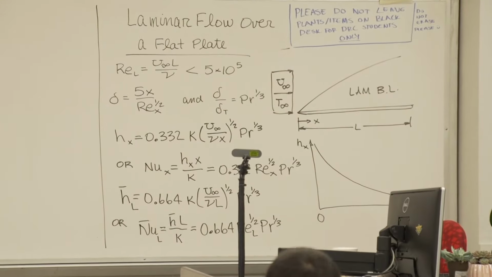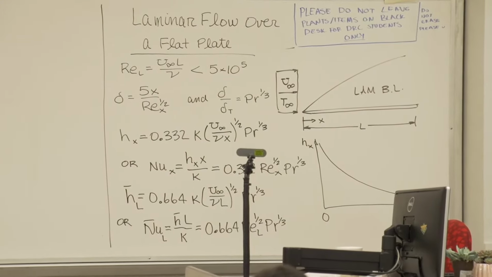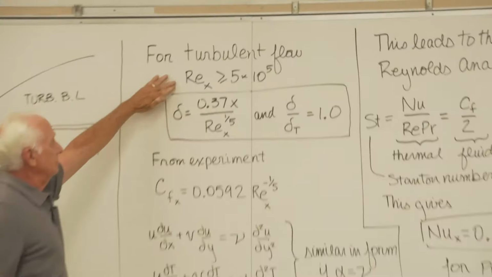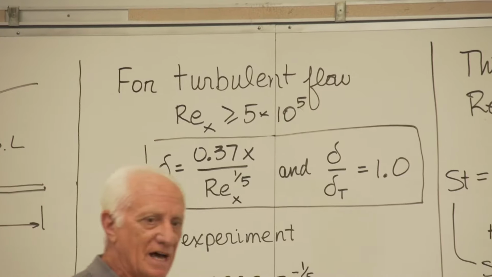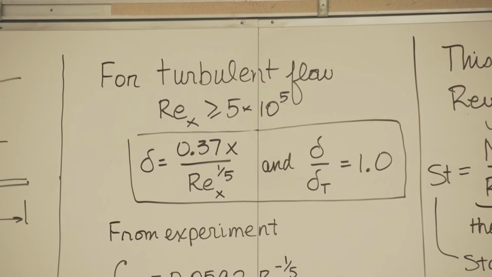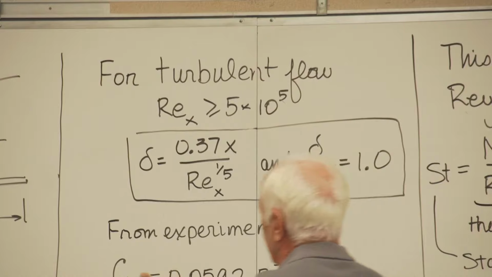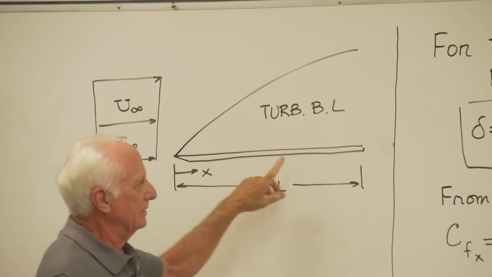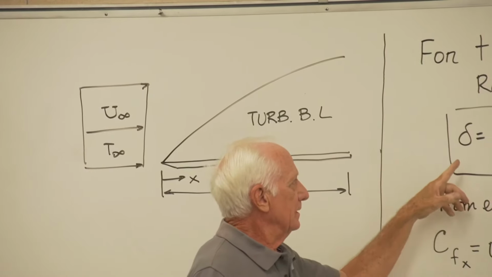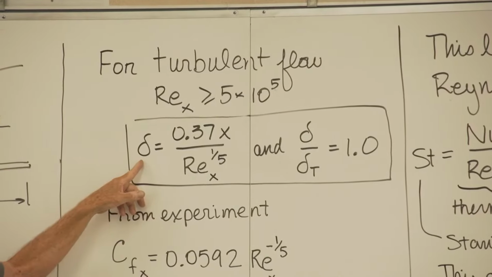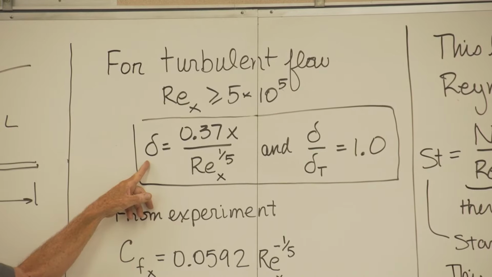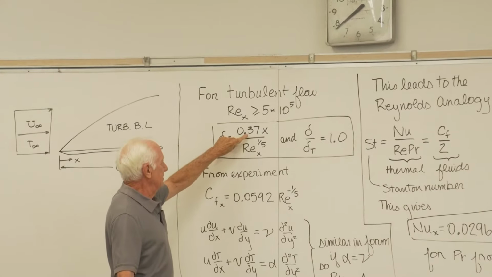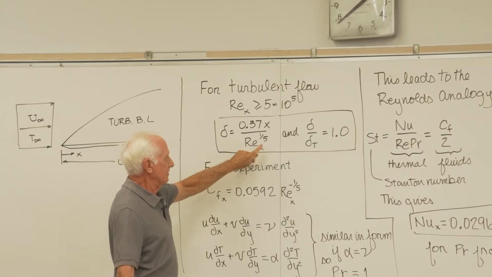Okay, so that's where we left off last time. As we mentioned last time, now we're going to look at turbulent flow. For turbulent flow, the Reynolds number is greater than 500,000. Here's the picture. Turbulent flow from x equals 0. If that's the case, this is the boundary layer thickness, delta. Very similar to laminar flow. The constant is different and the power of x is different.